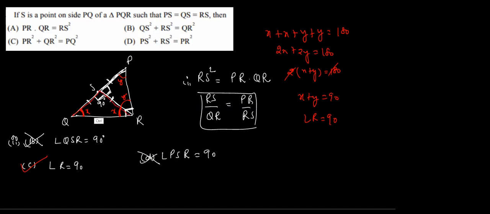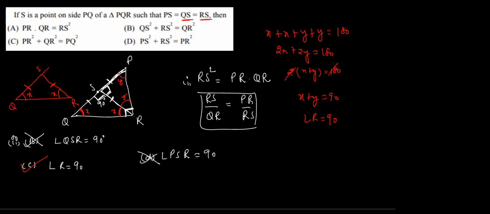If two sides of a triangle are equal, so if I make this triangle this way, this one is Q, this one is S and this one is R. If this side is given equal, that QS is equal to RS, it is given to you in the question. So this will be considered an isosceles triangle. So this is x, so this will also be x.